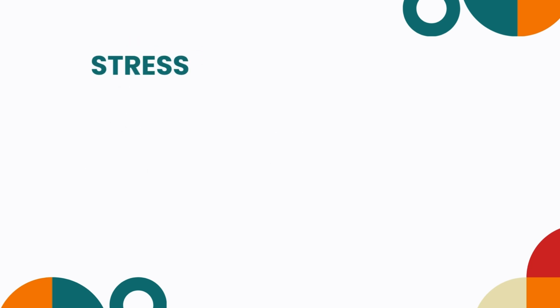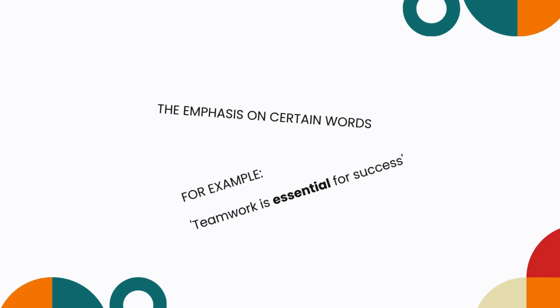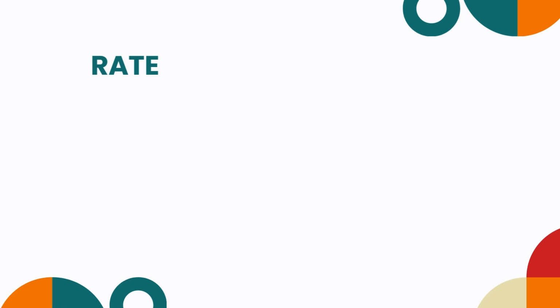Now, let's look at stress, the emphasis you place on certain words. As you have learned in Micro Certificate 1, stressing a word can change its meaning or convey its importance. For instance, stressing the word essential in the sentence, teamwork is essential for success, makes it clear that teamwork is an important point.